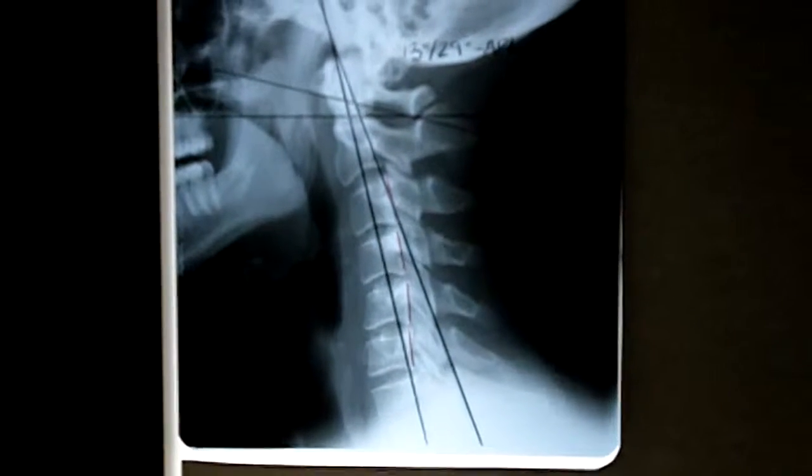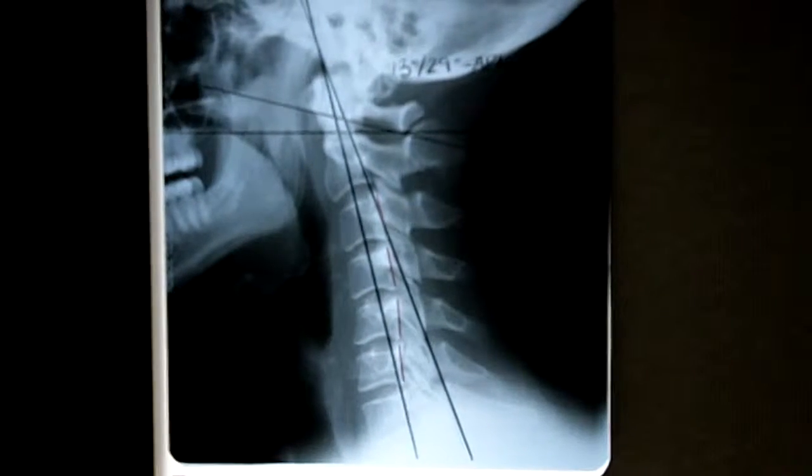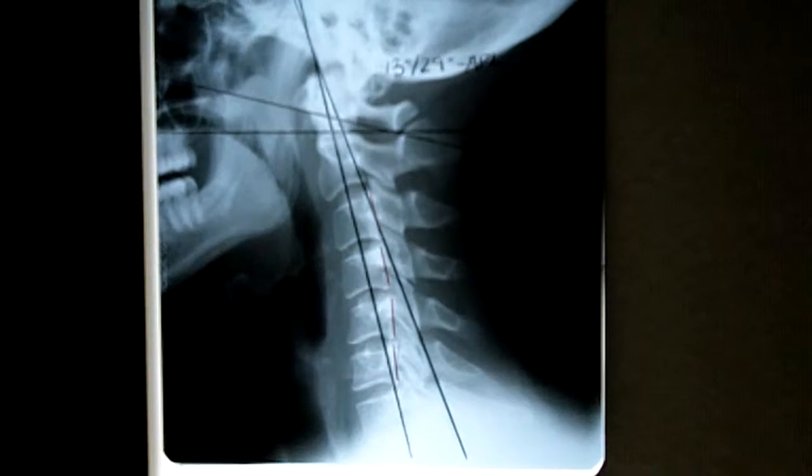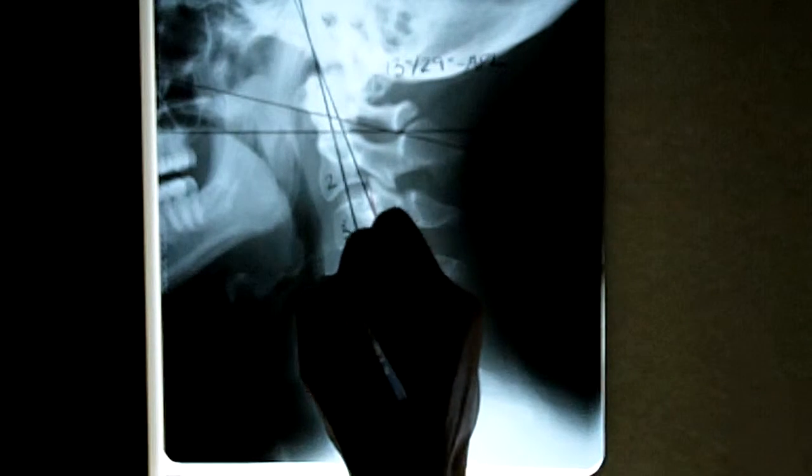Now 7 and 2 are already in black, so there's no point in going over them in red. Can you go ahead and put numbers on those vertebrae? Mm-hmm. Thank you. Not in red. Everybody use black. Nice and big. There you go.